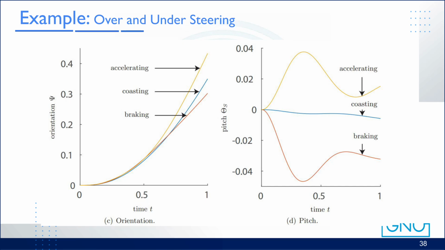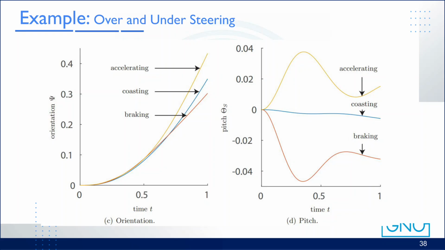Now look at the graph on the left. It shows how yaw evolves under different driving conditions. During acceleration, the yaw rate becomes smaller. The car turns more slowly. This is understeer, caused by the front tires losing grip as load shifts to the rear wheels.